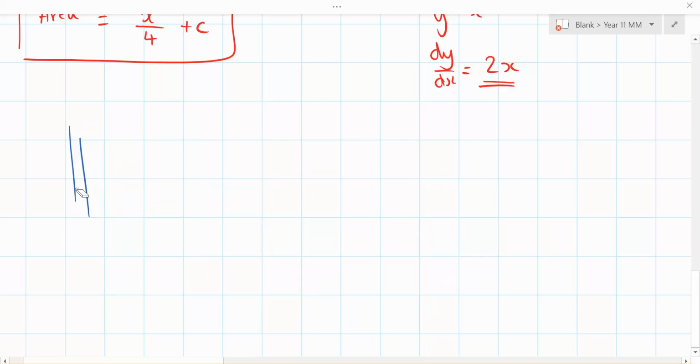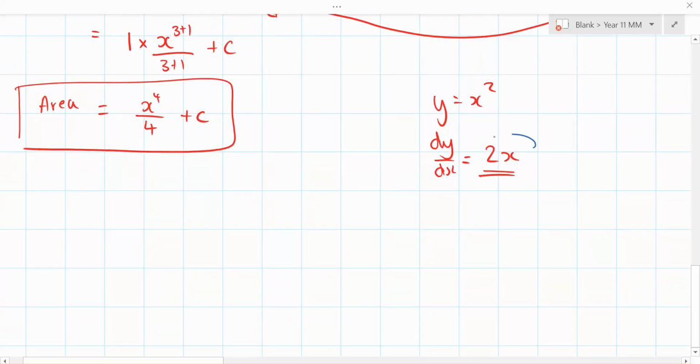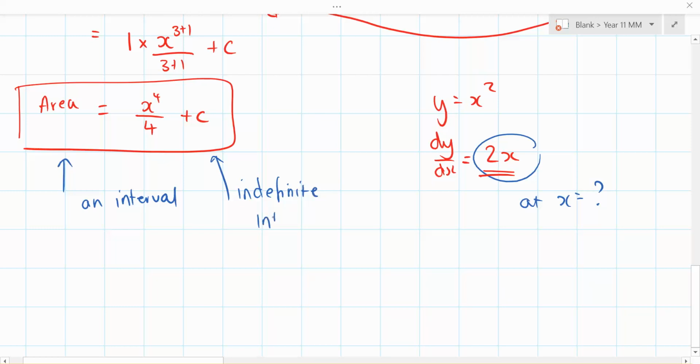So similarly with gradients, you can't find the gradient unless you know at which point. Then similarly with area, you can't find the area unless I give you an interval. Okay? And so this is called indefinite integral, which is what exercise 17e is about. Okay? Let's do another indefinite integral.